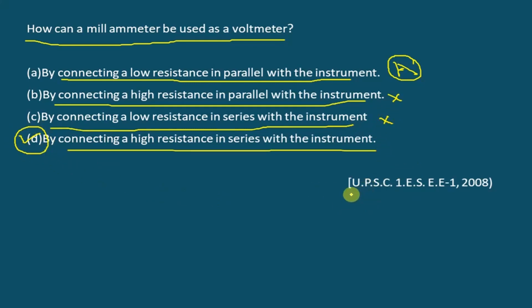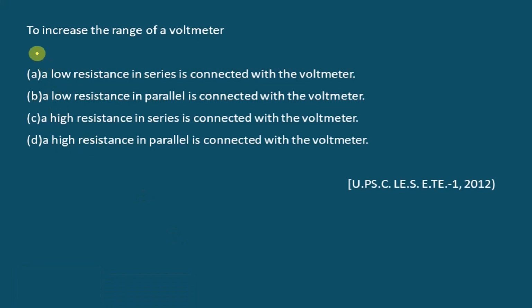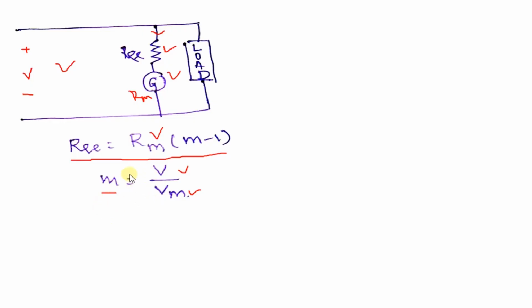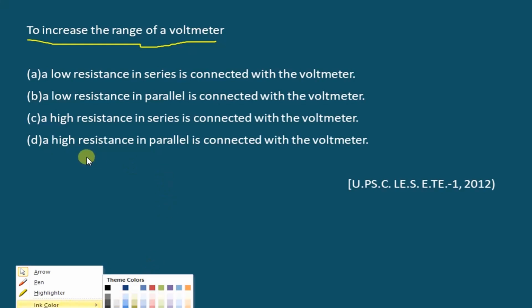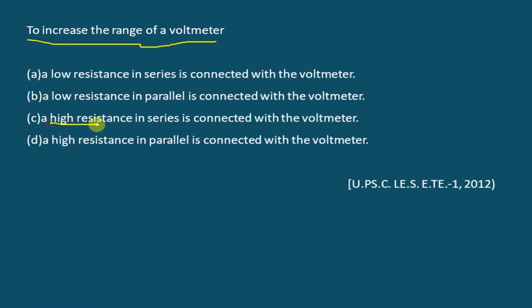So the question was asked in IES 2008. Let's go to the next question. The question here is asking, to increase the range of the voltmeter, what will happen? So just now I have told you that we have to connect more resistance in series with the voltmeter to increase the range of the voltmeter. So the answer will be a high resistance in series connected with the voltmeter. So C is the correct answer. This was also asked in UPSC IES 2012.